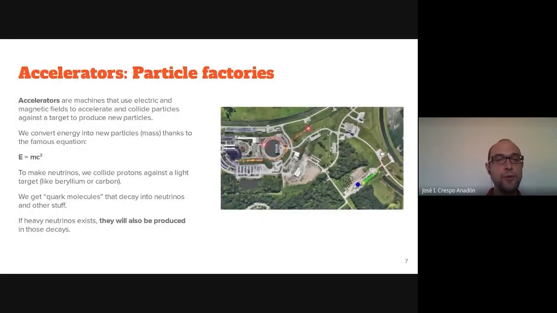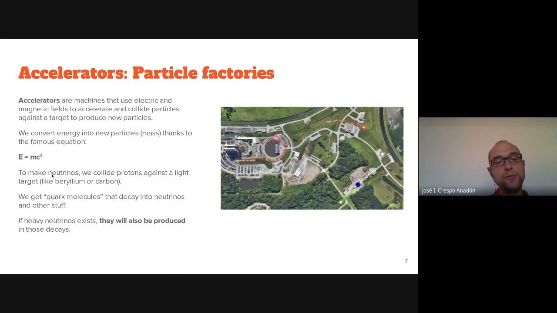And how do we do that? We use accelerators, which are particle factories. We use those accelerators, which are machines using electric fields and magnetic fields to accelerate and collide particles against a target. And then we use all that energy that is produced in the collision to produce new particles. And how can we do that? Because we have this famous equation, the Einstein equation, energy equals mass times the speed of light squared.